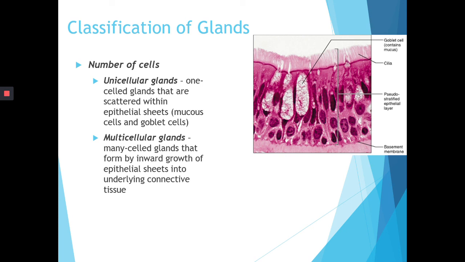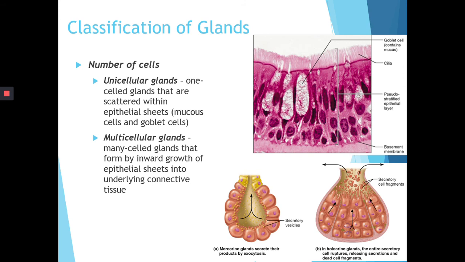We also have multicellular glands, which again can be found inward down into the epithelial sheets, going into the connective tissue layer. And again, we have some artistic images of those here. And if you want to see a few more of those, you can see these in your book on page 125 and page 126 as well.